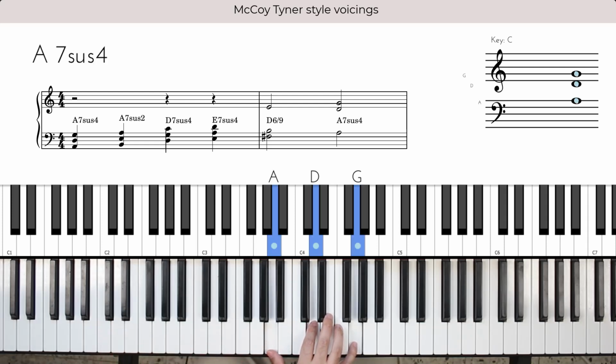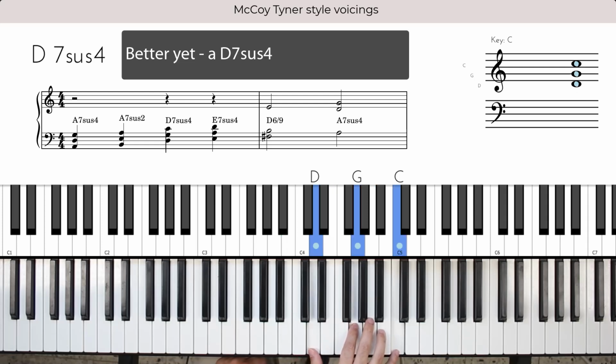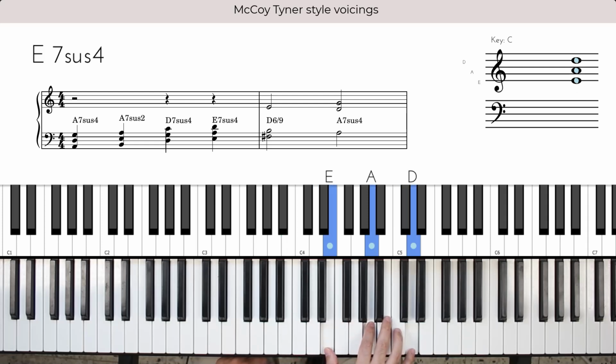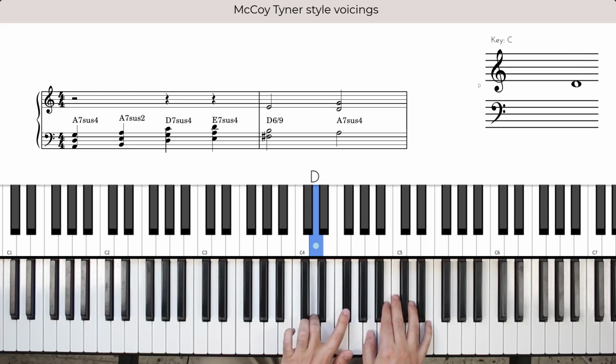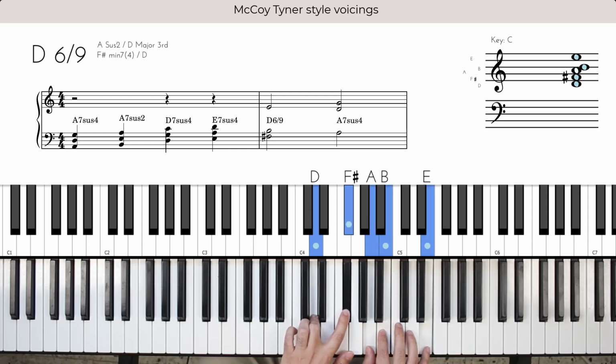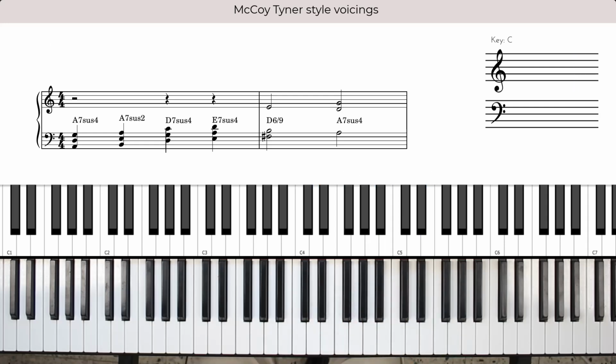So for me, this might be, let's say, an A7 sus4. This would be an A7 sus2, maybe an A minor 9. E7 sus4, and this could be a D6/9, right? Basically I'm playing a D major chord and I'm adding the 6 and the 9.